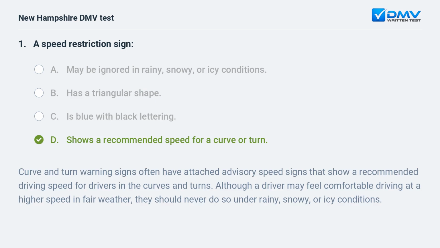D. Shows a recommended speed for a curve or turn. Curve and turn warning signs often have attached advisory speed signs that show a recommended driving speed for drivers in the curves and turns. Although a driver may feel comfortable driving at a higher speed in fair weather, they should never do so under rainy, snowy, or icy conditions.